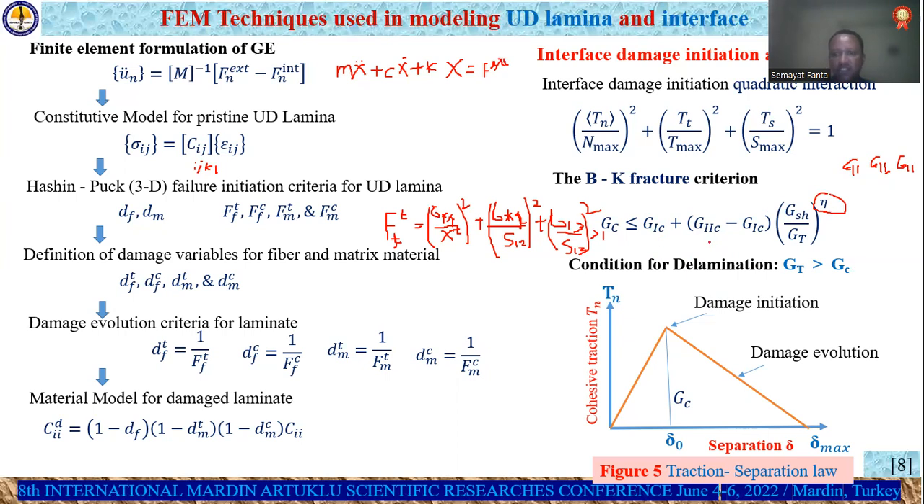So which one is GT? Sorry, I didn't define the GT. Yeah, this GT is equal to the sum of G1 plus G2 plus G3. Okay, so this is GT. And GC is this parameter, okay? The critical energy release rate, which is defined here in the traction separation curve.